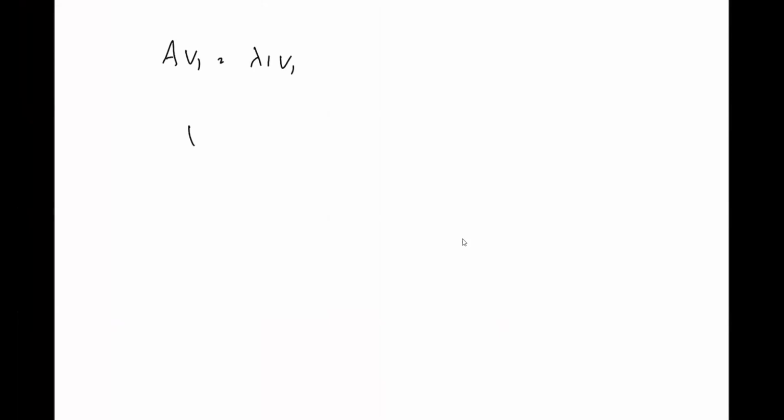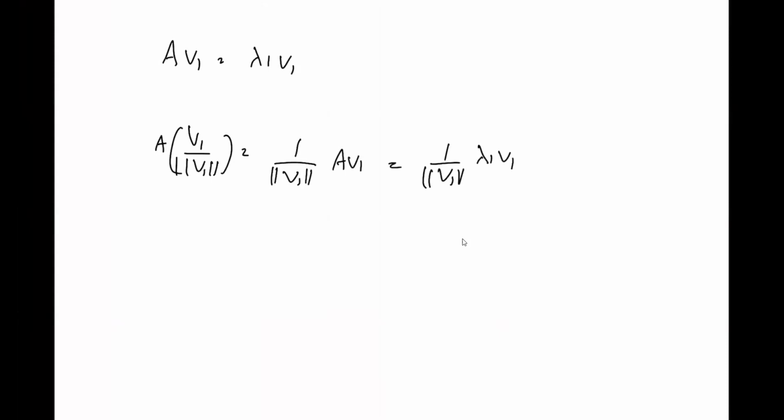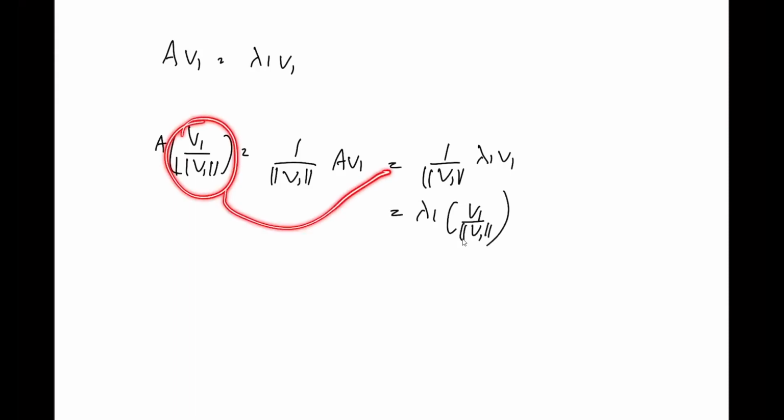So you just put the vector V1 divided by V1's norm and multiply by A. You can get this norm out because it is just a real number. Then you have AV1, and then you have V1's norm, and AV1 is nothing but lambda 1 V1. So you have lambda 1 times V1 divided by V1's norm. So you can normalize your vectors, your eigenvalues won't change.